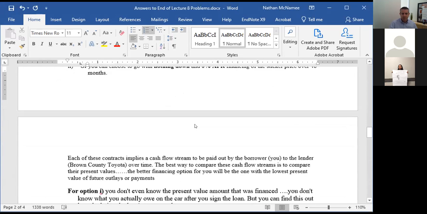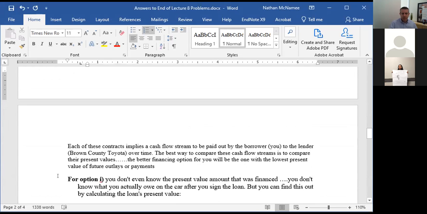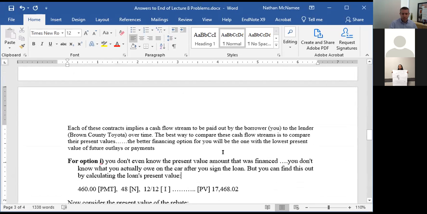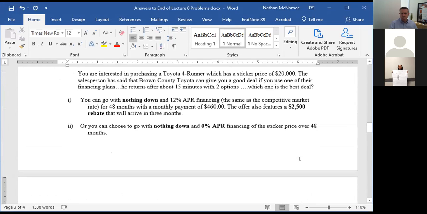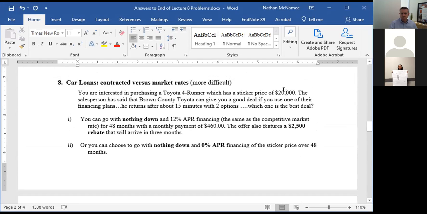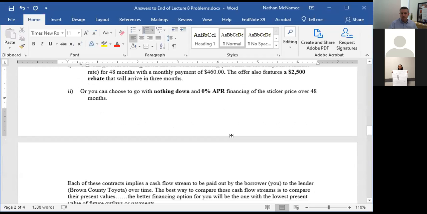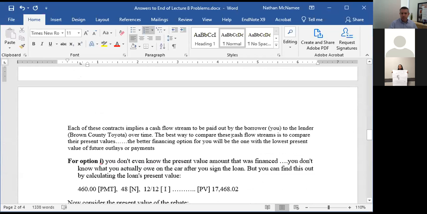Where do we begin? For option 1, right here. You guys see that? For option 1, we don't even know the present value amount that was financed, right? The sticker price is $20,000, and we know what the payment is, but we don't know that we paid the sticker price. We just know the payment, the time frame, and that it's at 12%. So let's calculate the present value. What did we pay for the car?